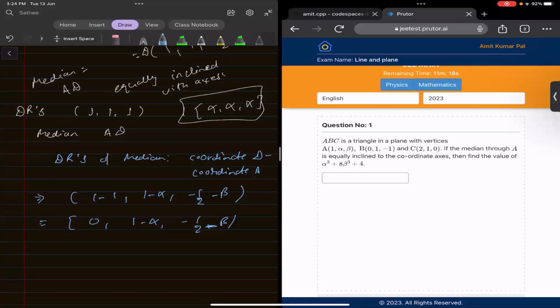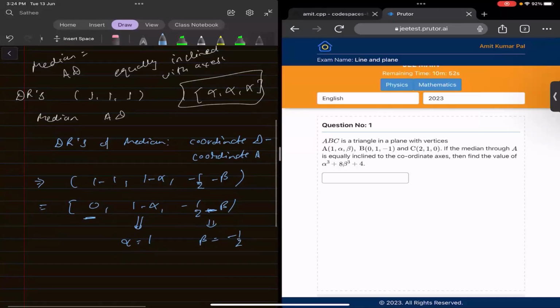As we have said earlier, its DRs should be in the ratio 1 is to 1 is to 1, but here the first DR is already equal to 0. So we can say that the others should also be equal to 0, right? So alpha is equal to 1, and from here we can say beta is equal to minus 1 by 2. If we quickly put the values in the expression alpha cube plus 8 beta cube plus 4, this becomes equal to 1 plus 8 into minus 1 by 2 whole cube plus 4. So this is equal to 1 minus 1 plus 4, so this is equal to 4.